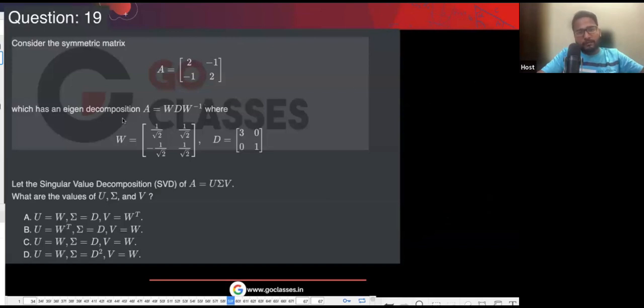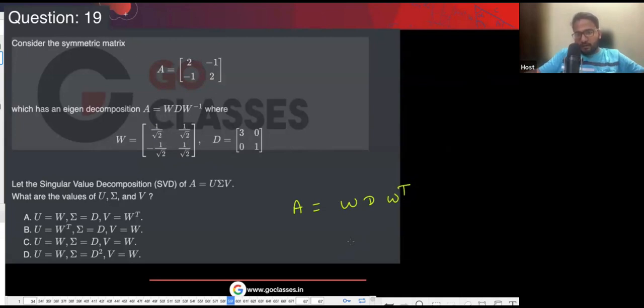Here they are saying the matrix has an eigenvalue decomposition given like this, and then they're asking what should be the SVD. Fortunately, I think this is a symmetric matrix, so these are actually orthogonal. And the norm here is 1/2 plus 1/2, the norm is also 1, so they're orthonormal also. Which means A is W D W transpose, or W inverse, because this is orthonormal anyway.